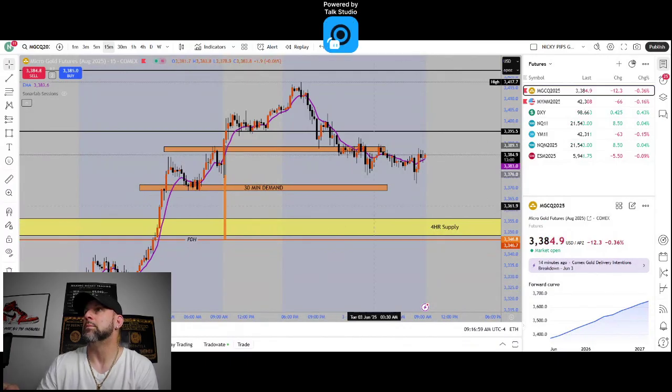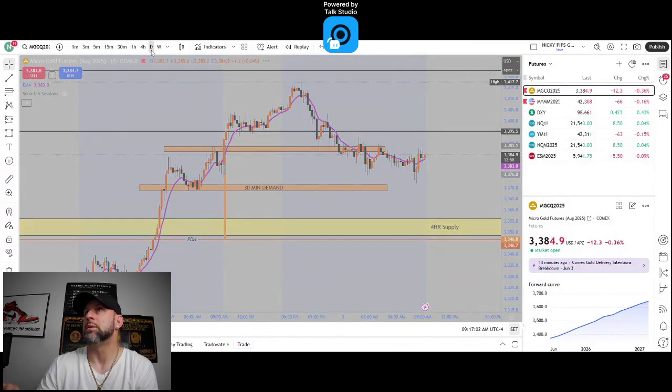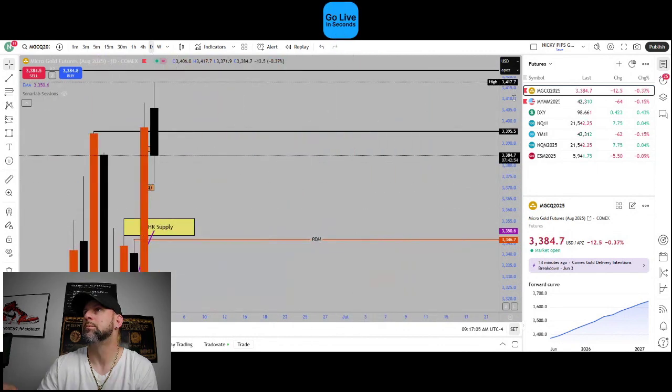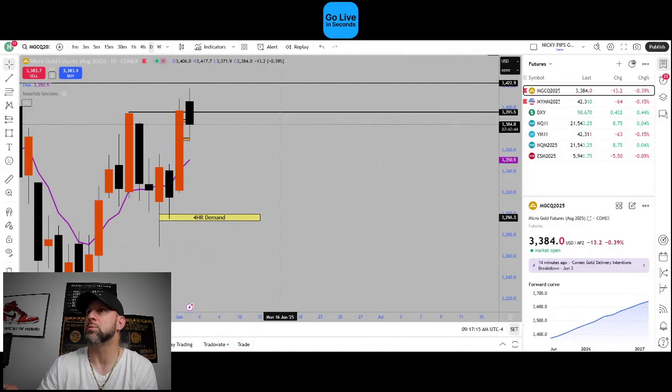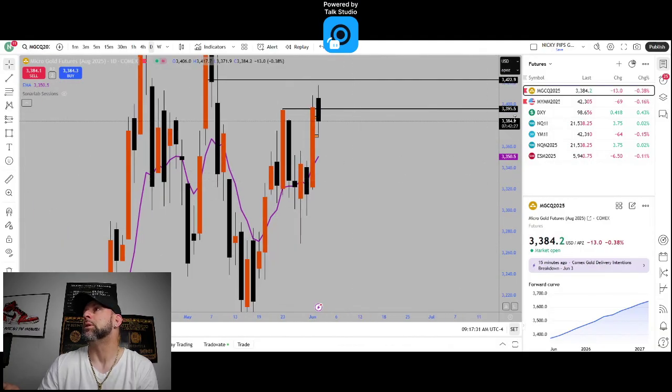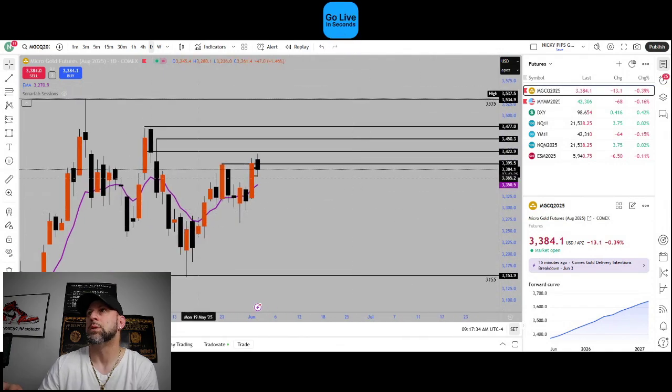All right, so you guys see here, I always go on the daily and kind of mark up my areas. So this is previous day high, previous day low. So this was yesterday's, and then I mark up a 4-hour supply zone as well. All right, so these are just some areas that it can tap into that I have.